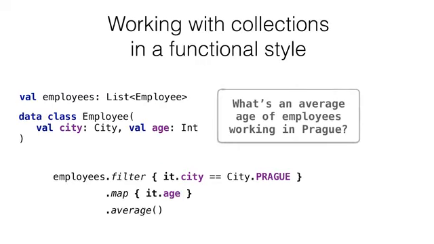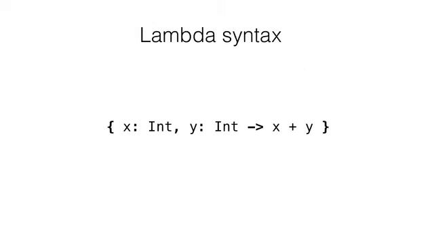Having lambdas in a language also makes it possible to work with collections in a functional style. For instance, you can use functions such as filter or map, which make the overall code more readable as well. We'll discuss these functions soon. First, we'll focus on the lambda syntax.